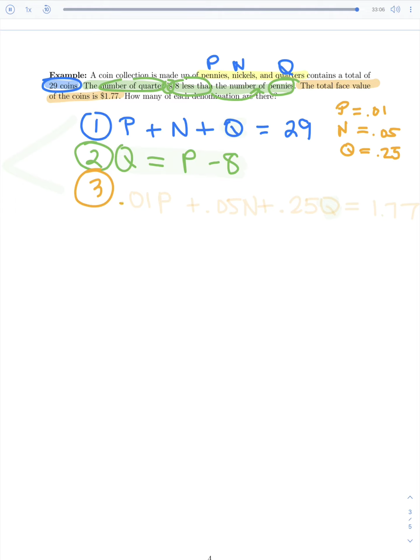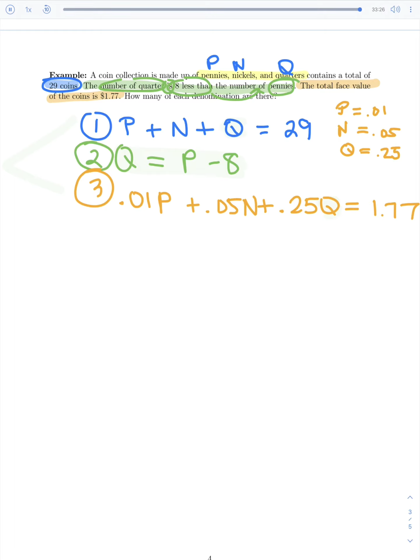So if each penny is 0.01, we'll do 0.01 times the number of pennies, plus 0.05 times the number of nickels, plus 0.25 times the number of quarters, and this should give me a total of $1.77 whenever I'm done.